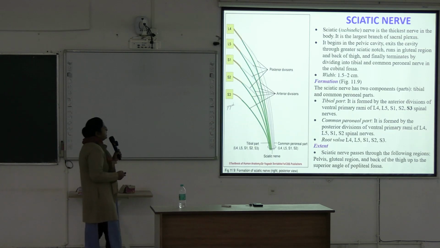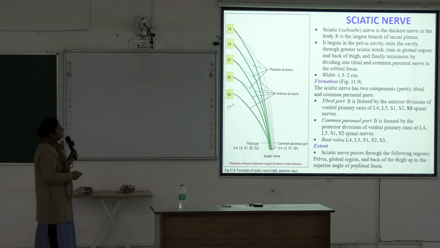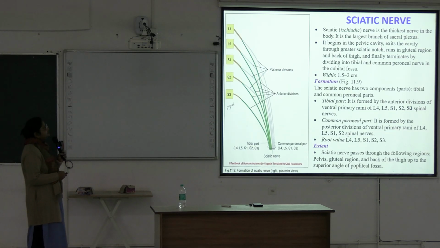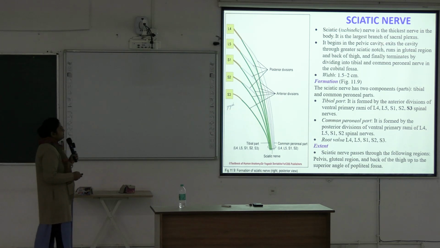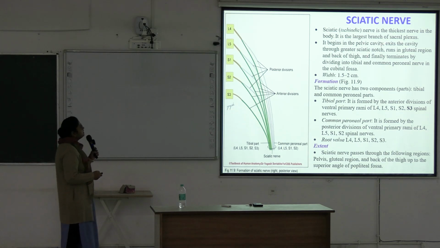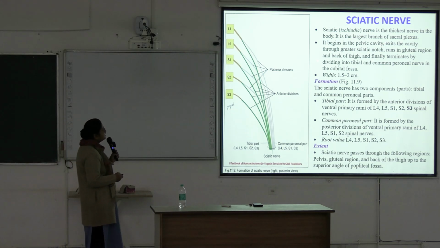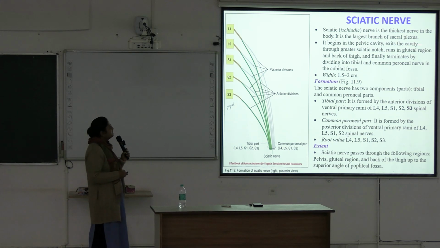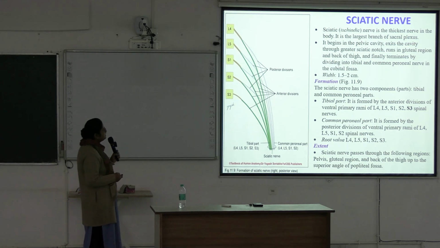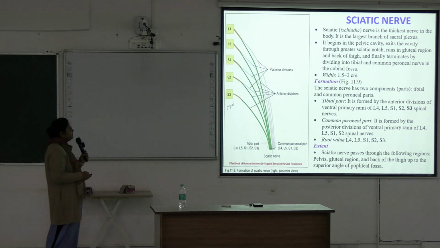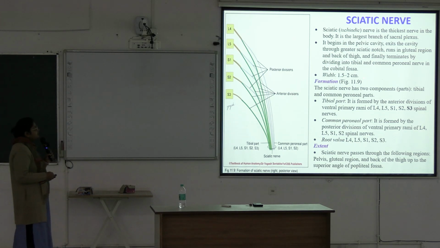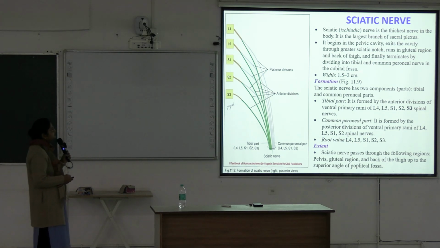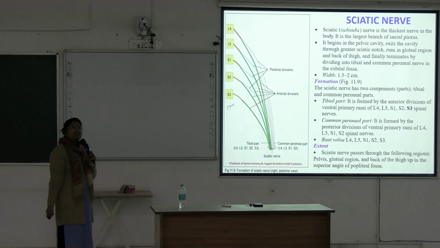Okay. So sciatic nerve or ischiadic nerve is the thickest nerve in the body, and it is the largest branch of sacral plexus, begins in the pelvic cavity, exits the cavity through greater sciatic notch, and runs in the gluteal region and back of thigh, and finally terminates by dividing into tibial and common peroneal nerve in the popliteal fossa. That will be popliteal fossa. Okay, cubital fossa is lying in your superior extremity.